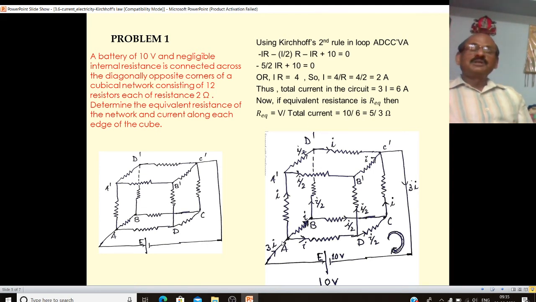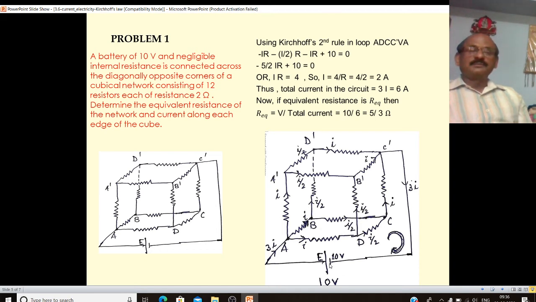Now if we use Kirchhoff's loop law in the closed loop A, D, C, C dash, E, A, what will it be? See here, A to D, we are moving along the direction of current, so minus IR. Now D to C, again along the direction of current, so minus I by 2 R. Similarly, C to C dash, it will be minus IR. Here there is no resistor, so no voltage drop.